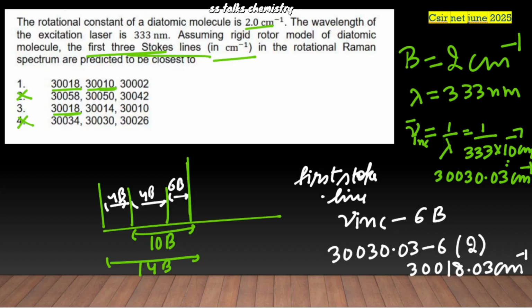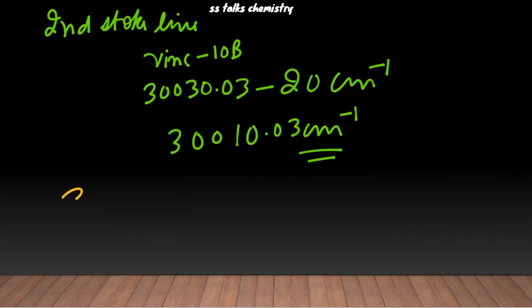So this value you see now, 30010, in this option it is given, here it is 14. So again, the third one we can eliminate. So from the first, we can say that the first is going to be the right option. But let's find the third Stokes line also. Third Stokes line, which is at a distance of 14b now.